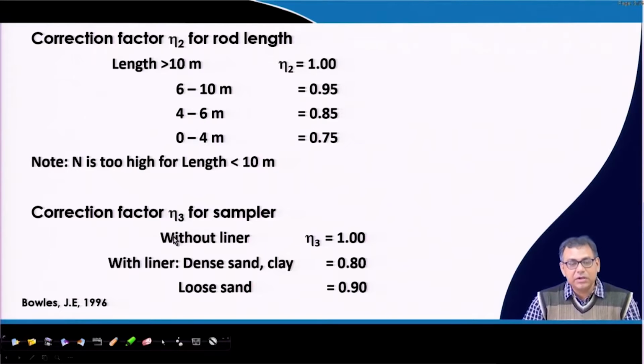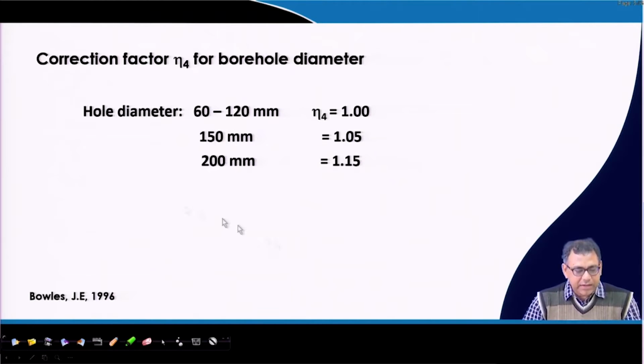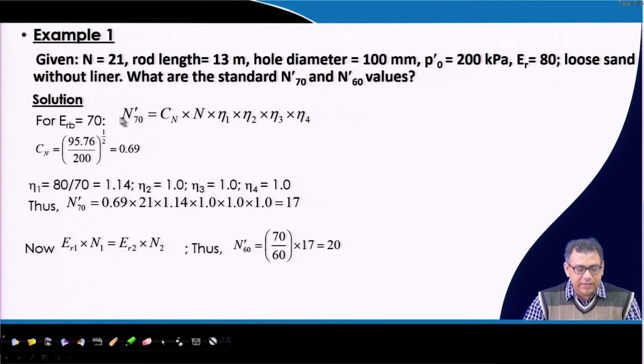Similarly, we can use different samplers. A few samplers may be with liner, a few may be without liner. If it is without liner, then the correction factor is 1. But if it is with liner, then for dense sand and loose sand, these are the correction factors. Then the borehole diameter also influences the N value. If this is the borehole diameter, this is the corresponding correction factor. So, we have to apply all the correction factors and then finally, we will get the corrected N value.